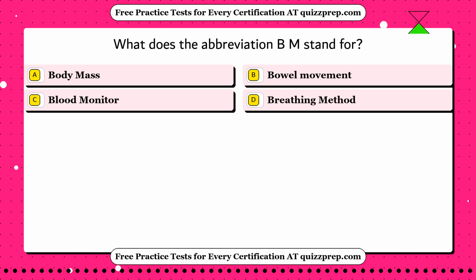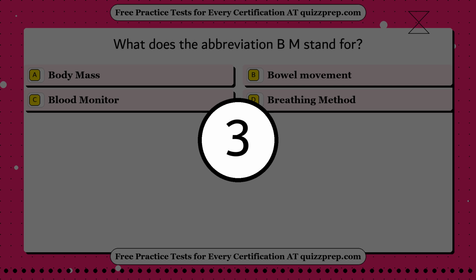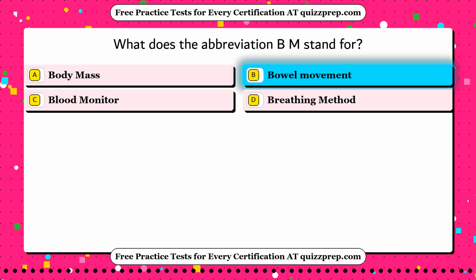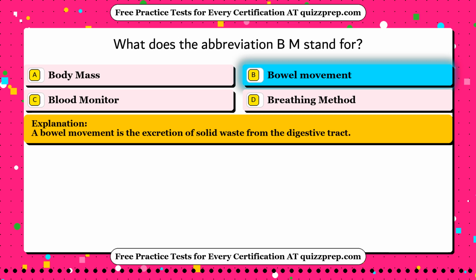Question 14. What does the abbreviation BM stand for? Option A, body mass. Option B, bowel movement. Option C, blood monitor. Option D, breathing method. The correct answer is option B, bowel movement. A bowel movement is the excretion of solid waste from the digestive tract.